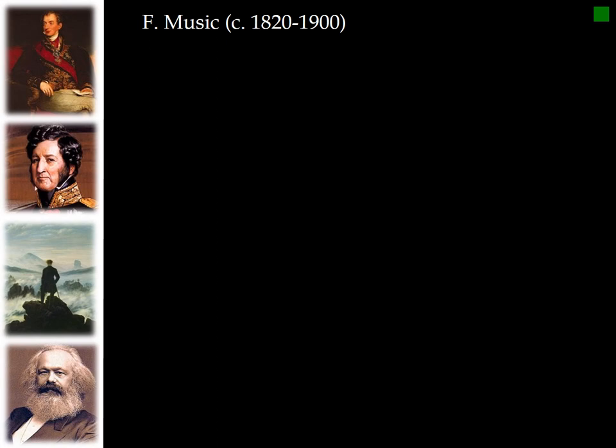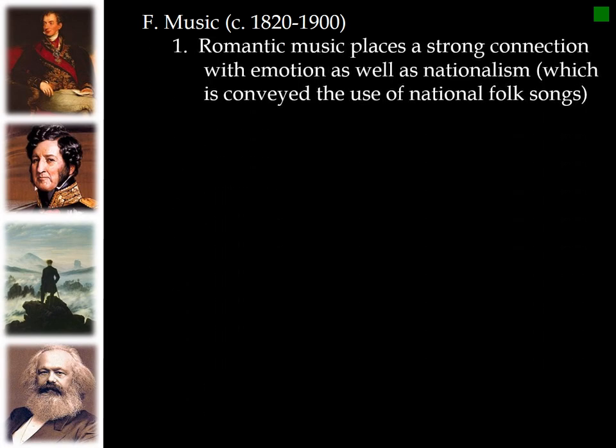Now, music. Between 1820 and 1900, some of the most famous compositions in the music world were created. Romantic music places a strong connection with emotion as well as nationalism, which is conveyed through the use of national folk songs in many cases.